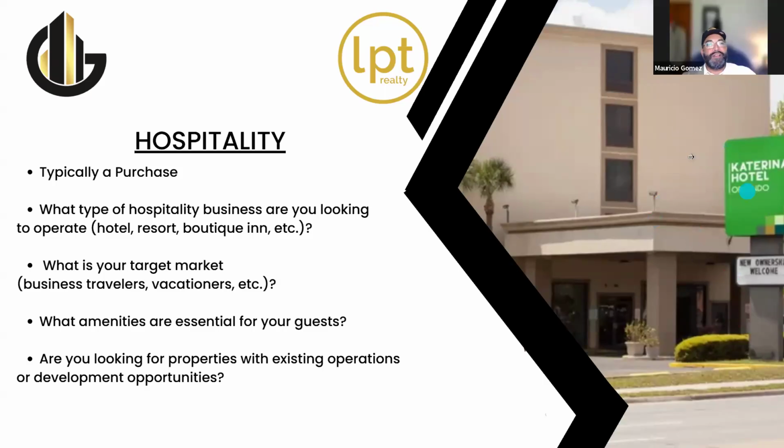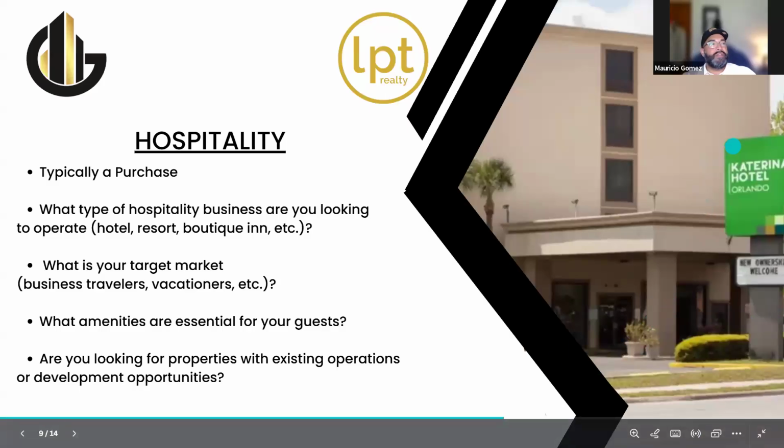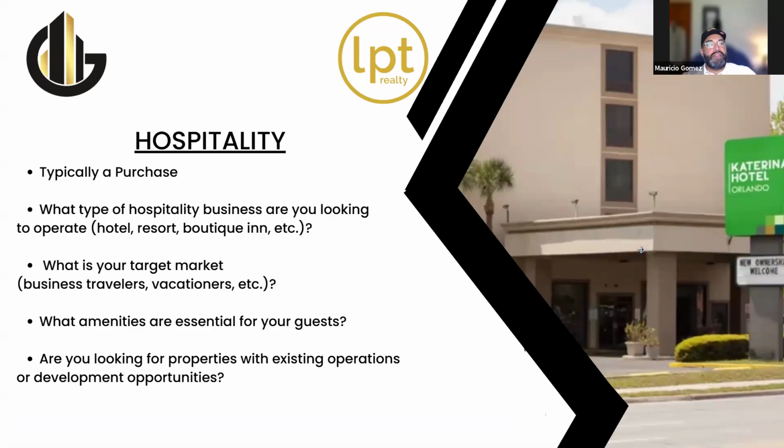Does anyone recognize this hotel, by the way? I sold this hotel probably like 10 years ago, right off of Lee Road. So a funny story about hotels. I think they're converting it to a veteran housing project now. But when we approached them, they were having weekly rates.